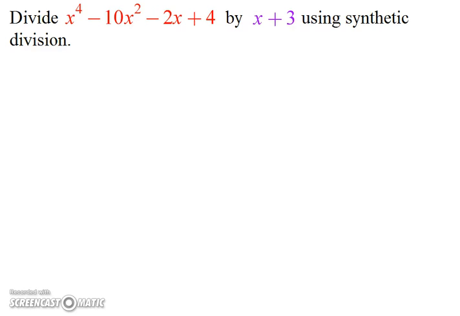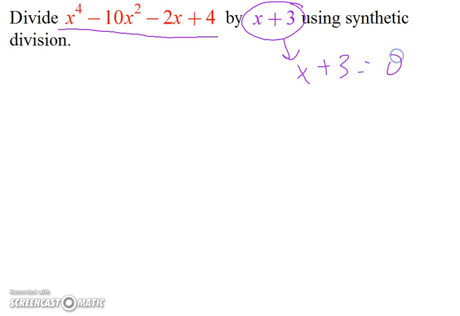Okay, so here we go. So here's the inside, x to the fourth minus 10x squared minus 2x plus 4. We're going to divide it by x plus 3. Remember, that is a factor. I need to solve that first. So x plus 3 equals 0. Gives me a solution of x equals negative 3. So we're going to divide by negative 3.